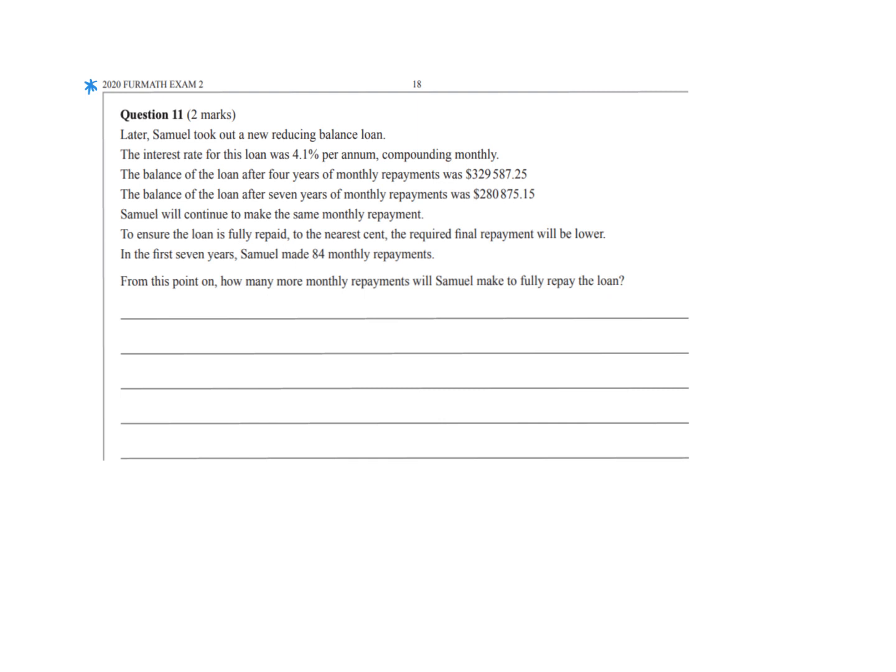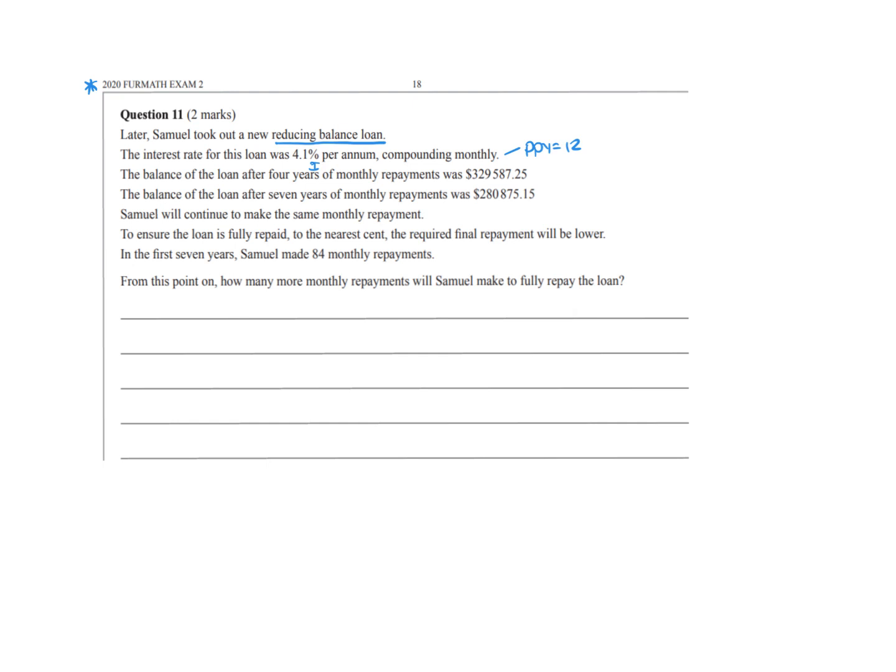So it says, later Samuel took out a new reducing balance loan. He had an interest rate of 4.1% per annum, that was I, compounding monthly, PPY equals 12. And the balance of the loan after 4 years of monthly repayments was that, and the balance of the loan after 7 years was this. And Samuel will continue to make the same monthly payment.